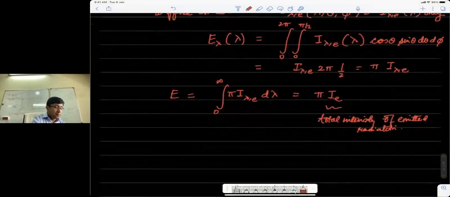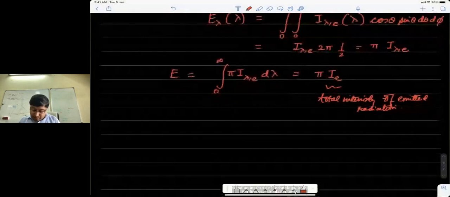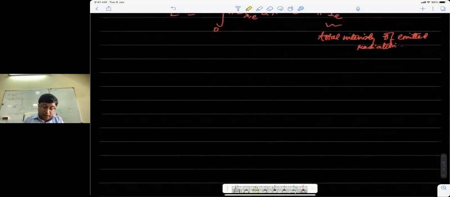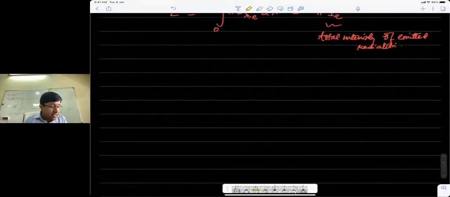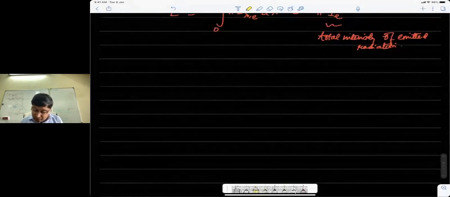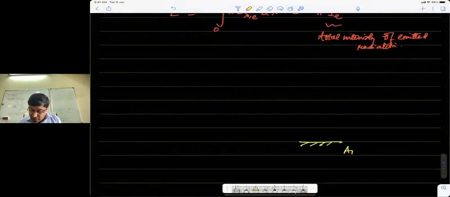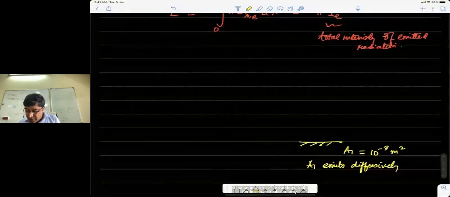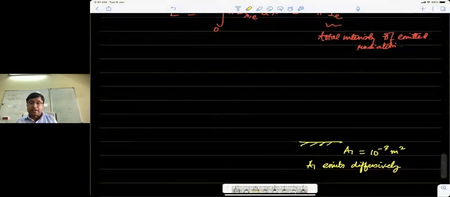So maybe let me now take this example just to illustrate the idea of the solid angle. I'm not inventing an example here. I'm just taking one from your book, hoping that you will revisit and see this carefully. Let's say we have an area A1, which is about 10 to the power minus 3 square meters. We have two areas in the vicinity of A1, and A1 emits diffusively, which means that there is no directional dependence of the radiation intensity.